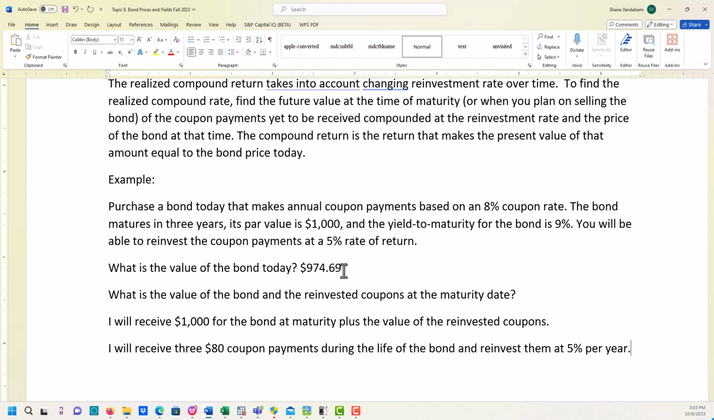The next year I'm going to receive $80. And I'm going to invest that at 5% for 1 year and receive $4. And then at the end of the last year, I'm going to receive $80. And that's actually going to be on the maturity date. So I'm not going to receive any additional interest.